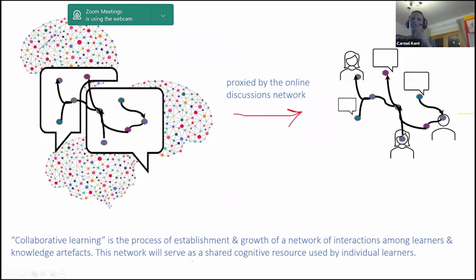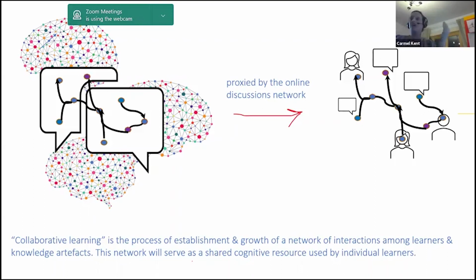So this is why it made sense to us to use networks when evaluating collaborative learning. Networks are one of the data structures that best holds or expresses the complexity of these interrelationships and group interaction. And this leads us to a working definition of meaningful learning interaction that I mentioned earlier, to what is collaborative learning. So we think of collaborative learning as the process of establishment and growth of a network of interactions.